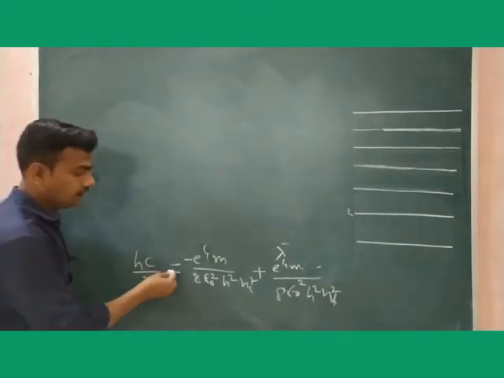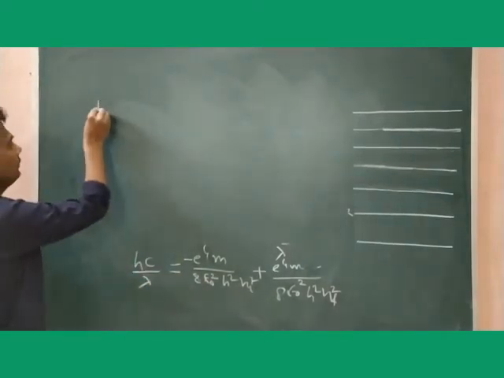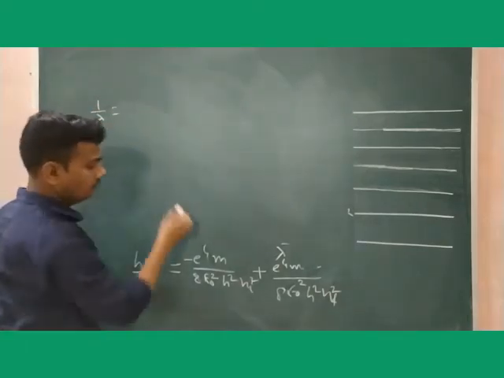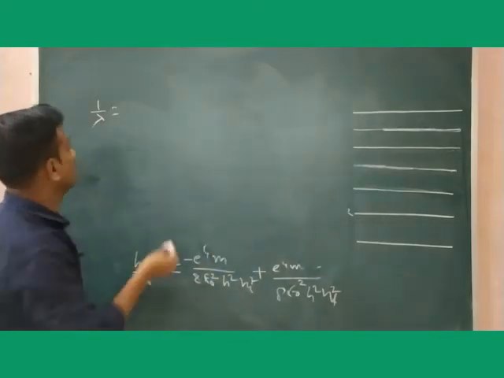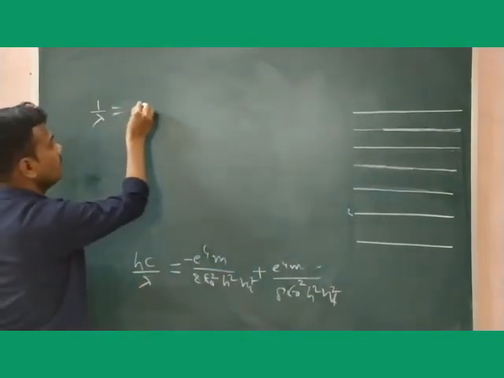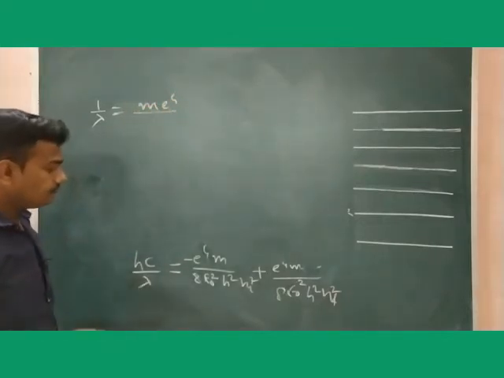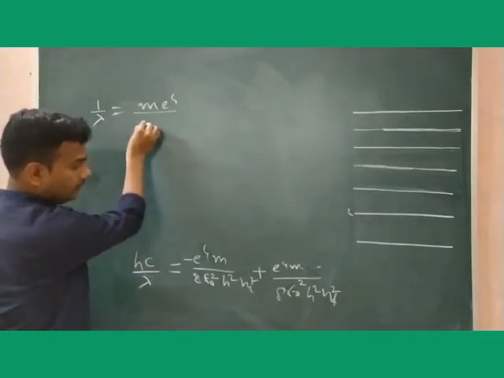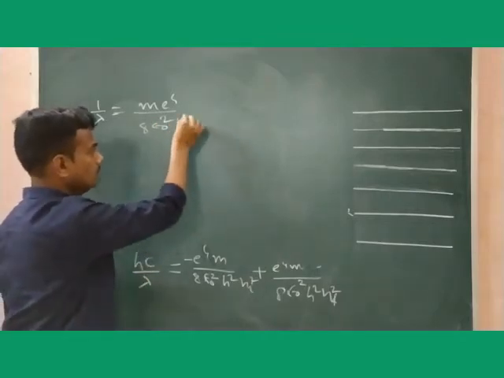If you take this hc from the left hand side to the right hand side, it is equal to 1 by lambda. Both the terms contain m e, which I will take common. It is equal to m e raised to 4 divided by 8 epsilon 0 square h square.